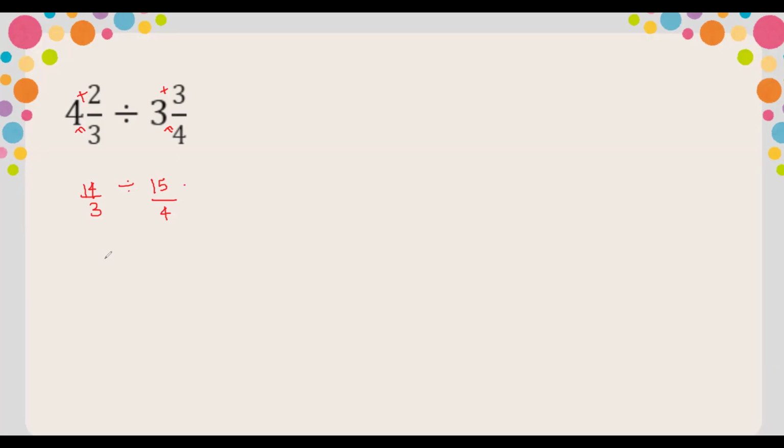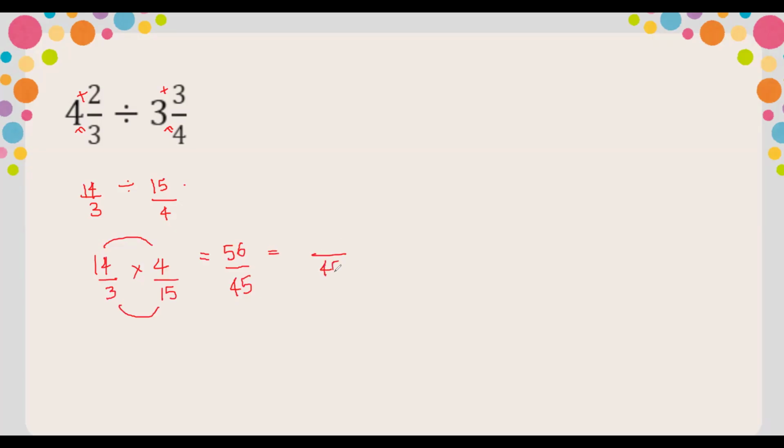Now we will have to multiply 14 by 3 with the reciprocal of 15 by 4. So 14 by 3 into 4 by 15. That is the reciprocal of 15 by 4, right? 4 by 15. So let's see. 14 into 4, 56. Let's write it here. And 3 into 15, 45. So 56 by 45 is also an improper fraction. Now let's convert it into a mixed fraction.